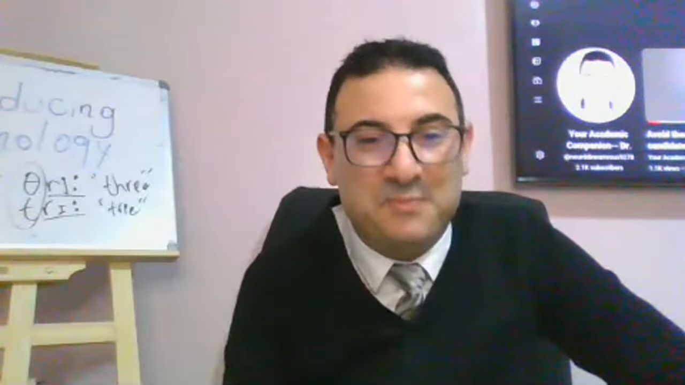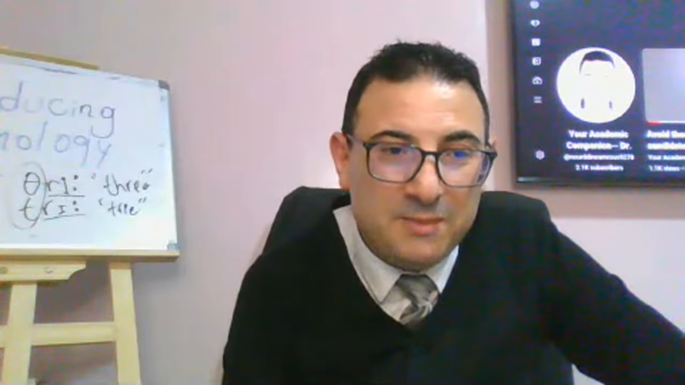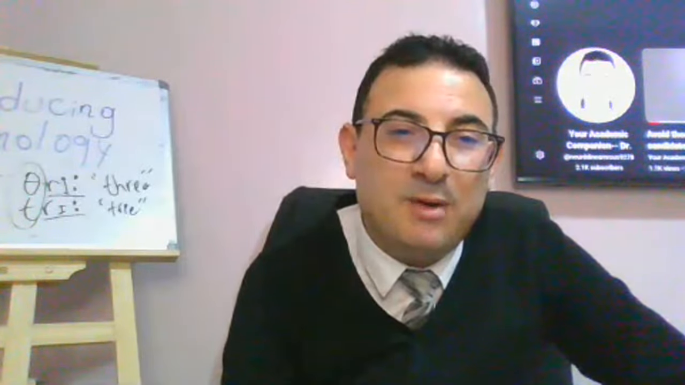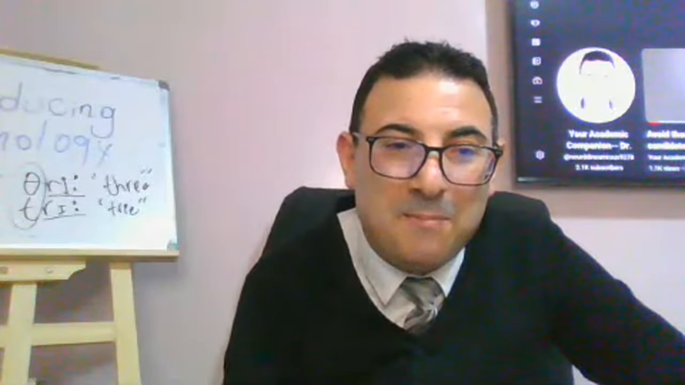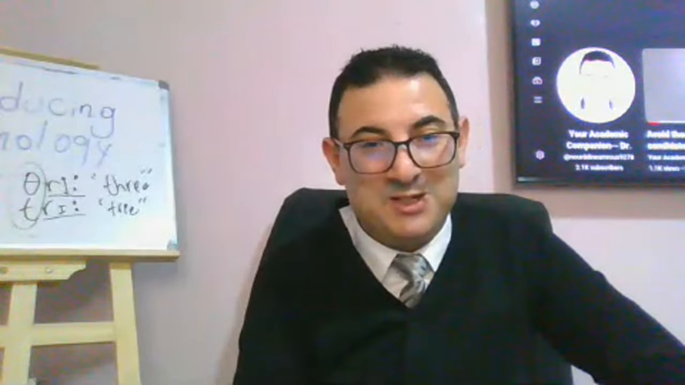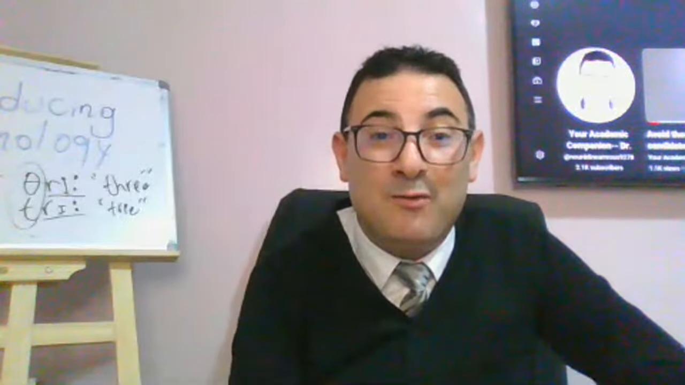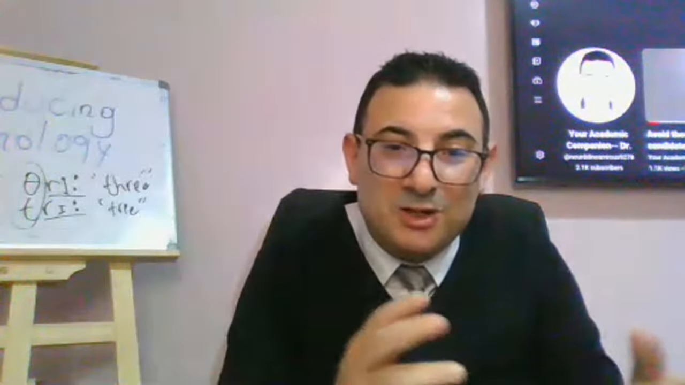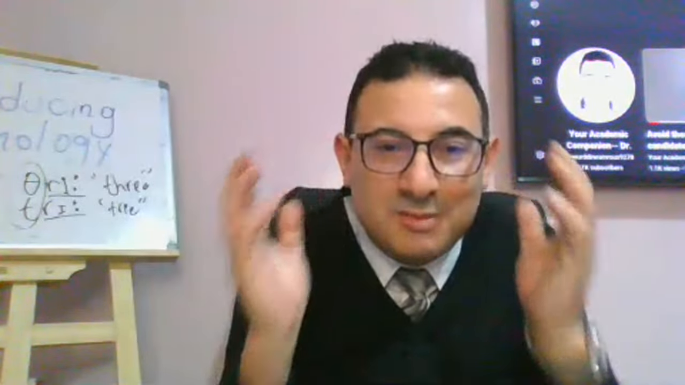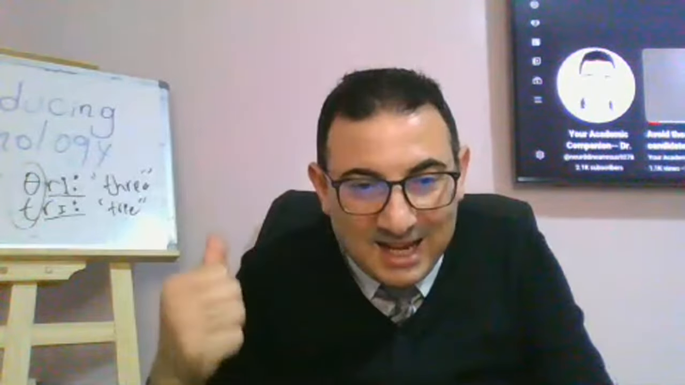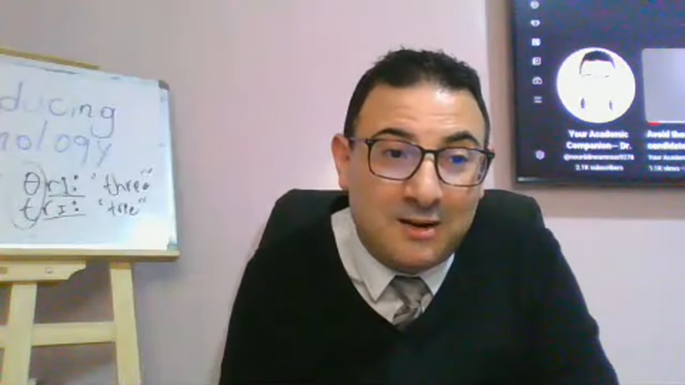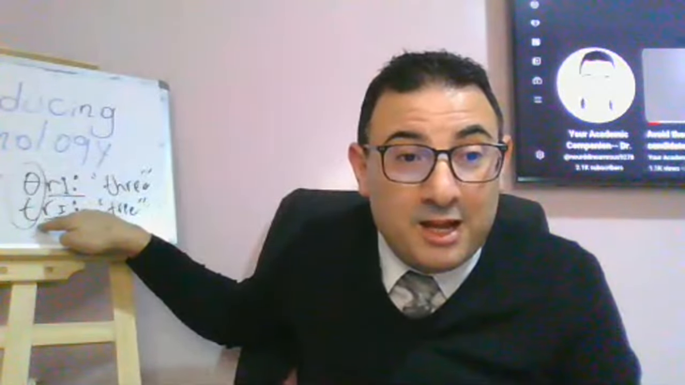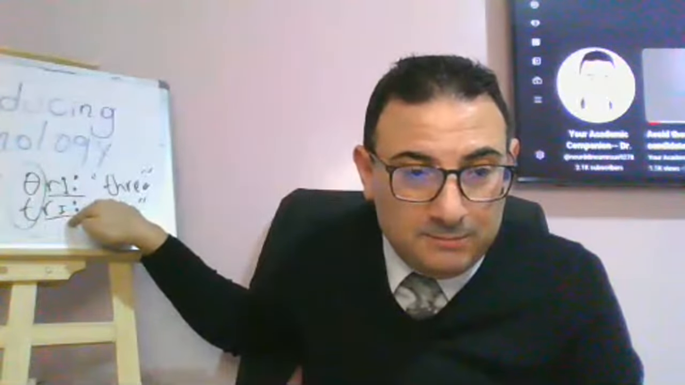So what is a phoneme? The definition of a phoneme is a speech sound that is capable of contrasting meaning in a given language. I repeat, a phoneme is a speech sound that is capable of changing meaning in a given language. Can th change meaning? Yes, it can. Why? Because if you have tree and you take t out and you put th instead of t, you will have three. So the meaning will change.